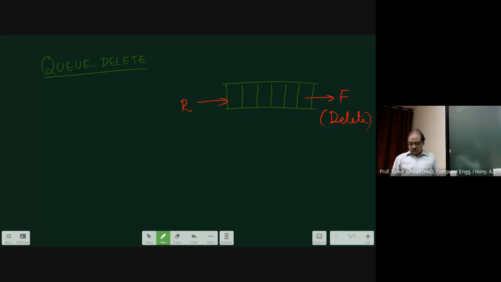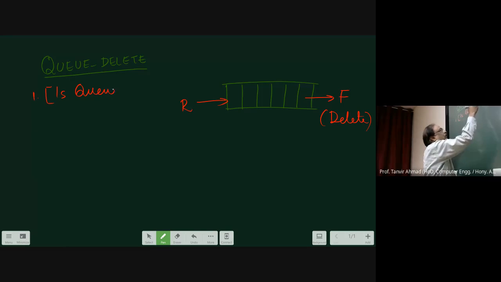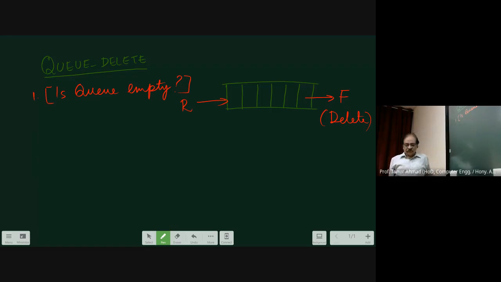Now, first of all, if you want to delete from a queue, you should know that deletion is only possible if the queue has elements. If the queue is empty, you cannot delete. So the first thing you have to check is: is the queue empty? How will you check? If it is empty, the front pointer will point to null.